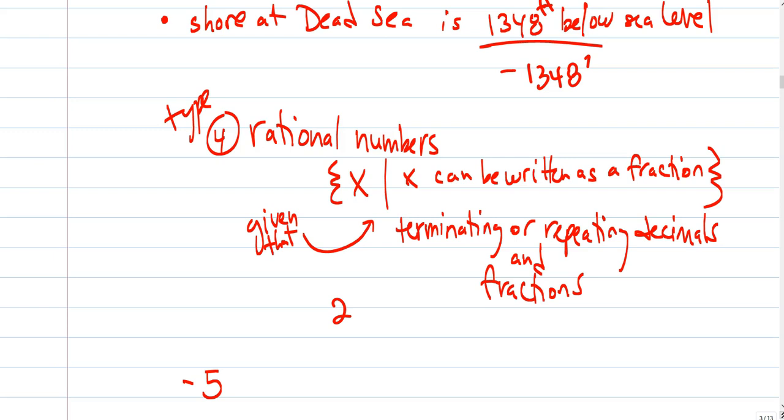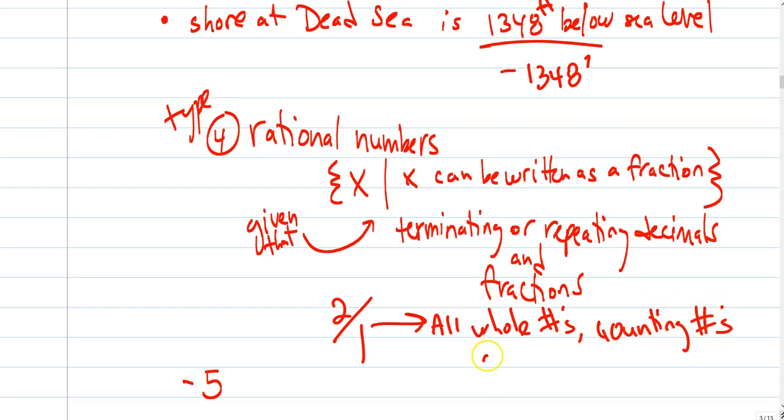You're like, wait a sec. I thought that was a whole number. It is. And it's a counting number. But why is it a rational number? Can 2 be written as a fraction? Yeah. 2 over 1. So basically that means that all of our whole numbers, all of our counting numbers, and all of our integers are all still rational numbers, because all of those can be written as a fraction. Any whole number can be written as a fraction by putting it over 1.